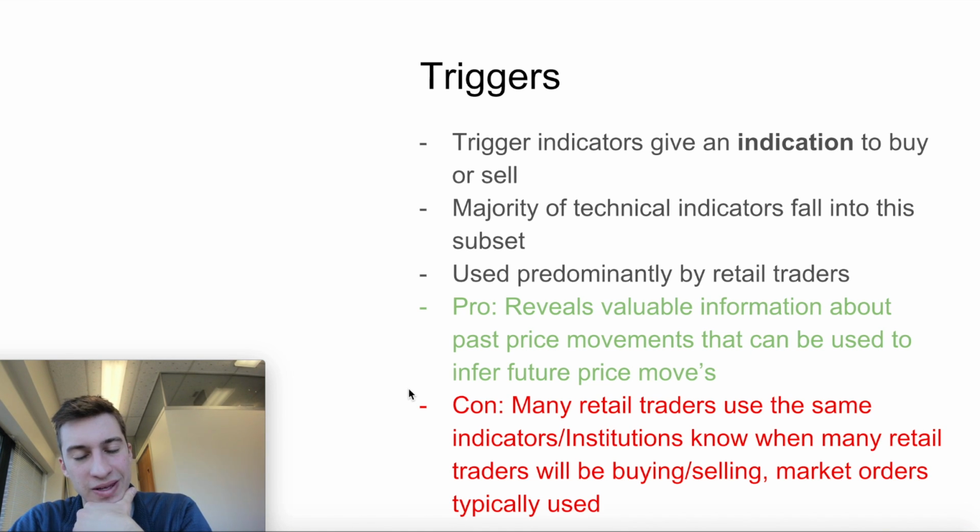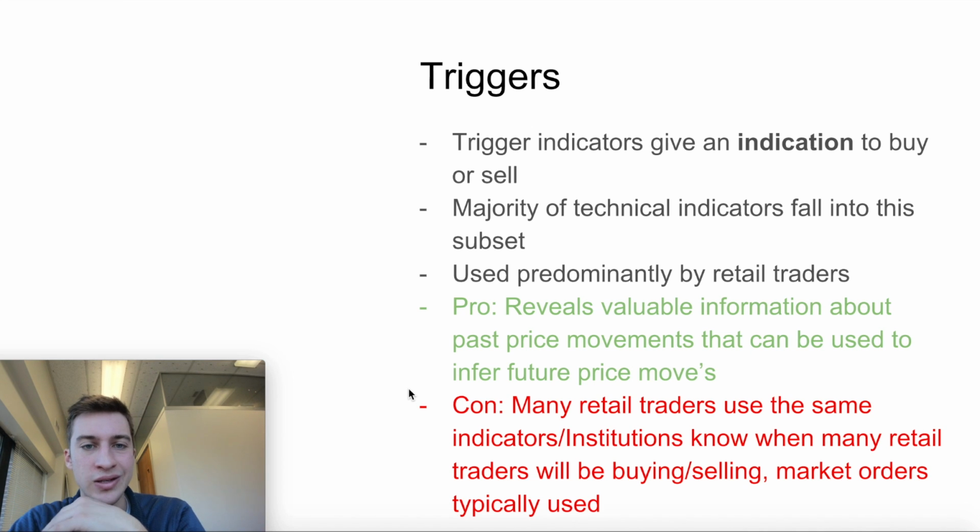So when some indicators occur, like let's say RSI goes oversold or overbought or EMA crossovers, not always, but sometimes you might see institutions that are just trading right against the crowd so that they can dump or pump their liquidity. So that's just one con that you need to be careful with when you're trading with trigger indicators only. And finally, typically market orders are used.